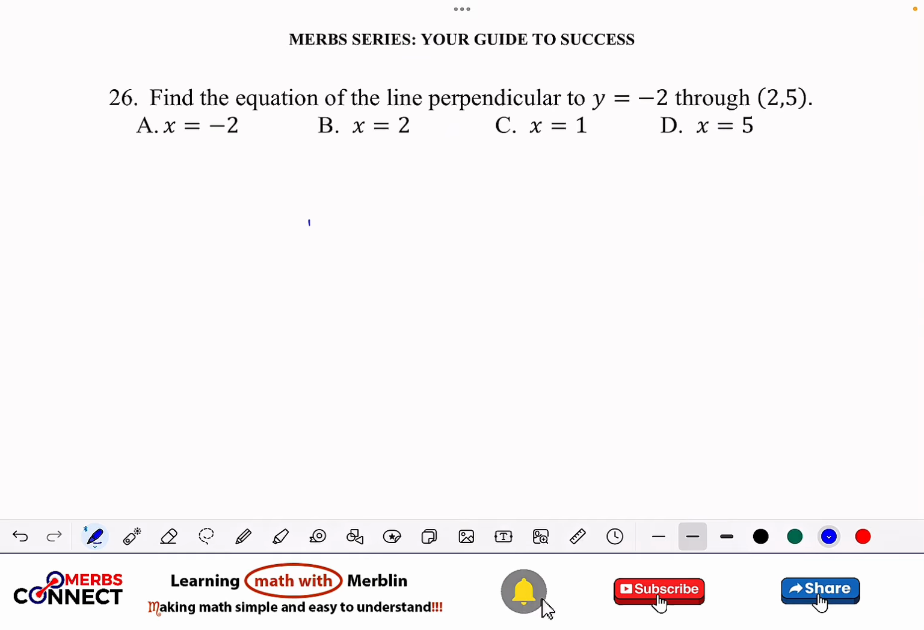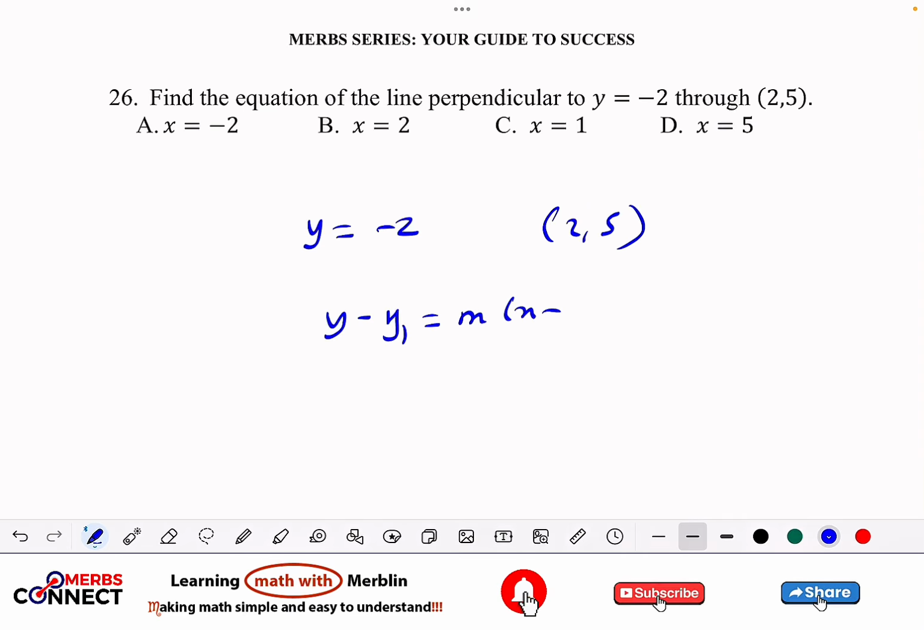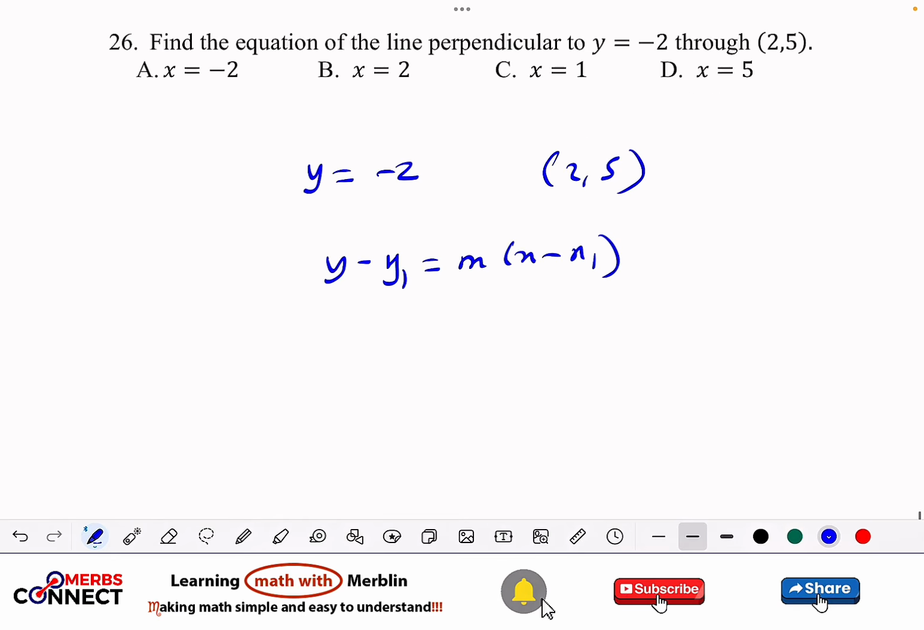So we have y is equal to minus 2, and we have the point (2, 5). So we know that the equation is y minus y1 equals m times (x minus x1). Now don't forget, this m here is a slope, and the slope is the same as dy over dx. So let's do that. When I differentiate this, I'm going to get 0, right? Good.